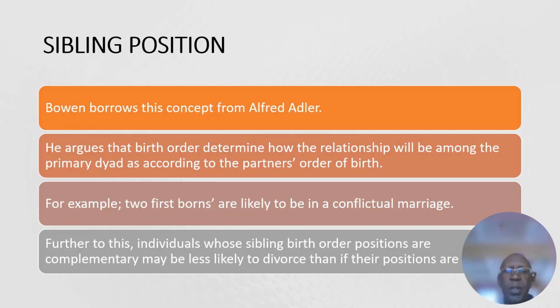Bowen also borrows the concept of sibling position from Alfred Adler to help us understand some of the dynamics within the family system. And he argues that birth order determines how the relationship will be among the primary dyad, according to the partners' order of birth. For example, two firstborns are likely to be in a conflictual marriage.